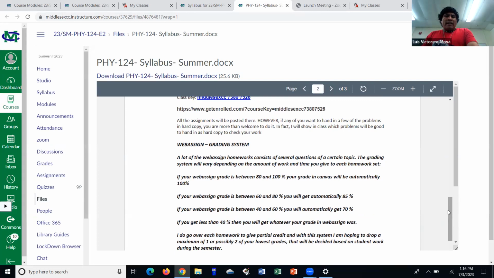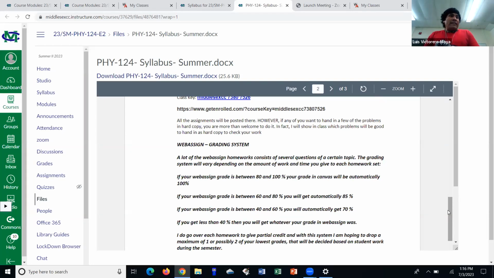If your WebAssign grade is between 60 and 80, you get automatically 85%. And if your WebAssign is between 40 and 60, you get 70%. So that will help you a lot, not just to motivate you to do the assignments, but to actually work on the topics that are related to the lecture.